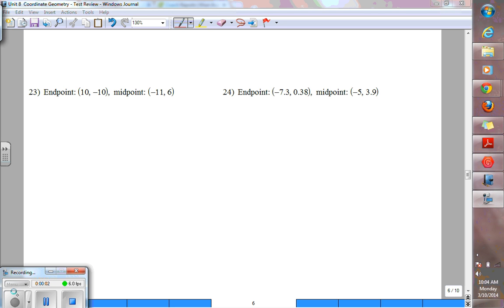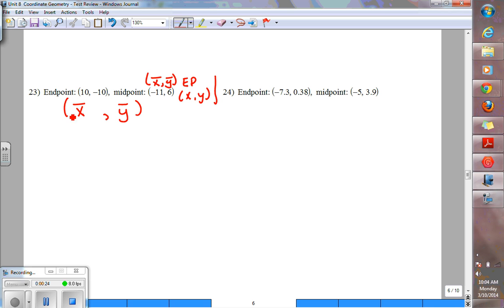On the back of the review, we start out trying to find the other endpoint given one endpoint and the midpoint. We know that the other endpoint is in the format x, y. We know that our midpoint is our x average and our y average. So we know that our midpoint was found by averaging the x values of our two endpoints.